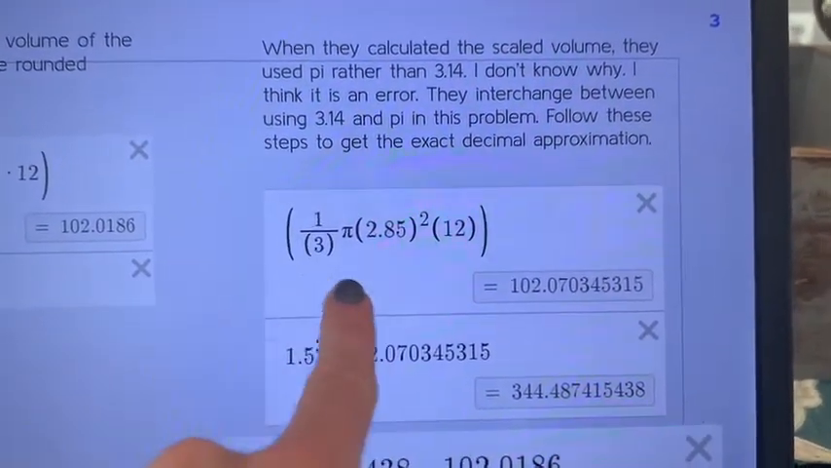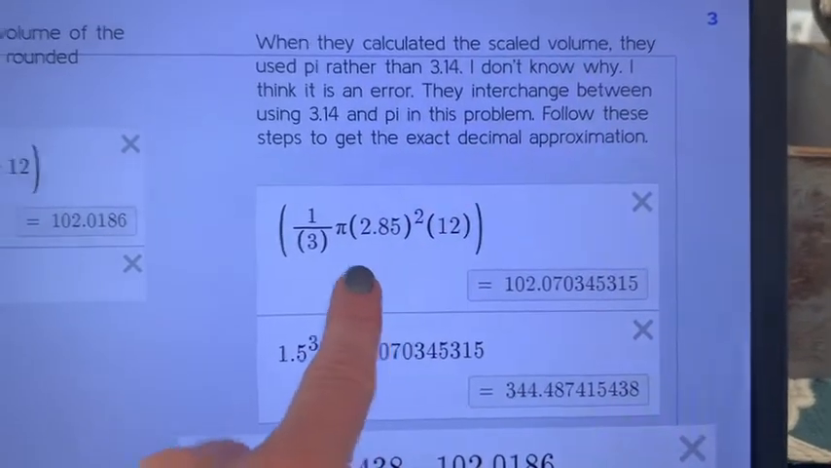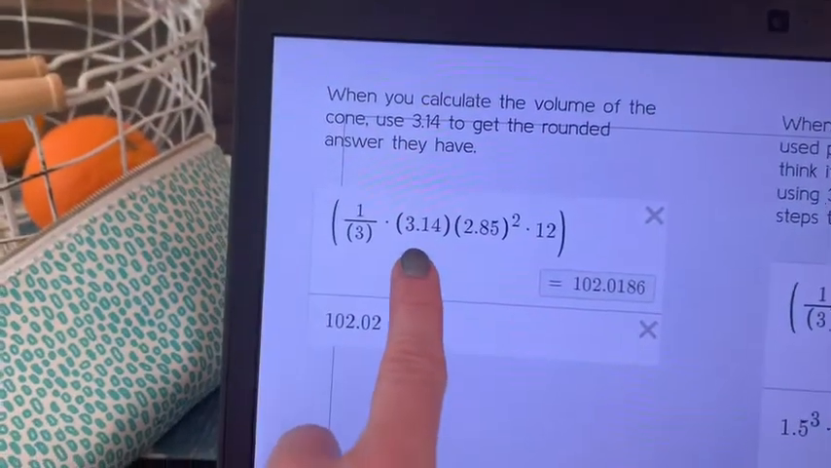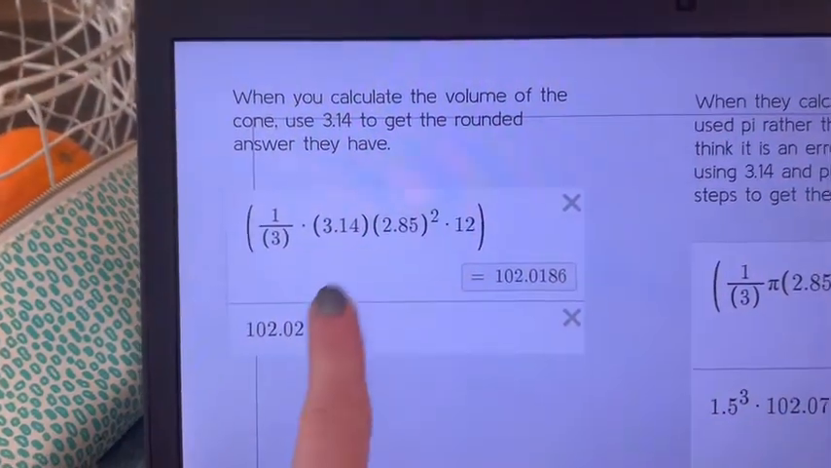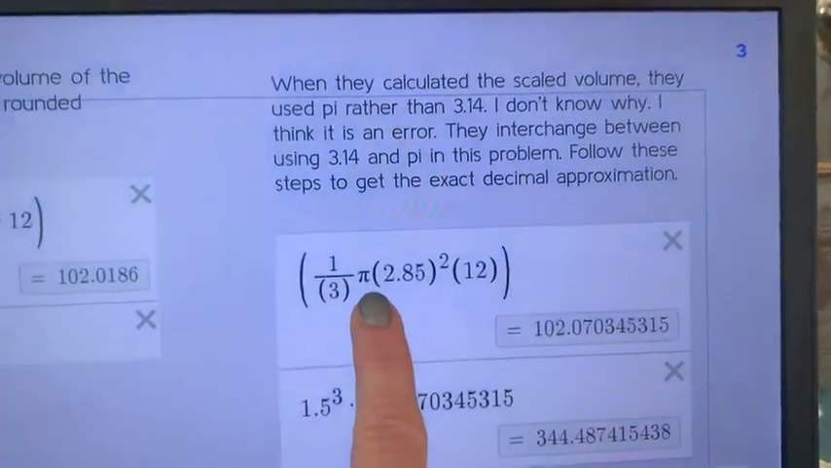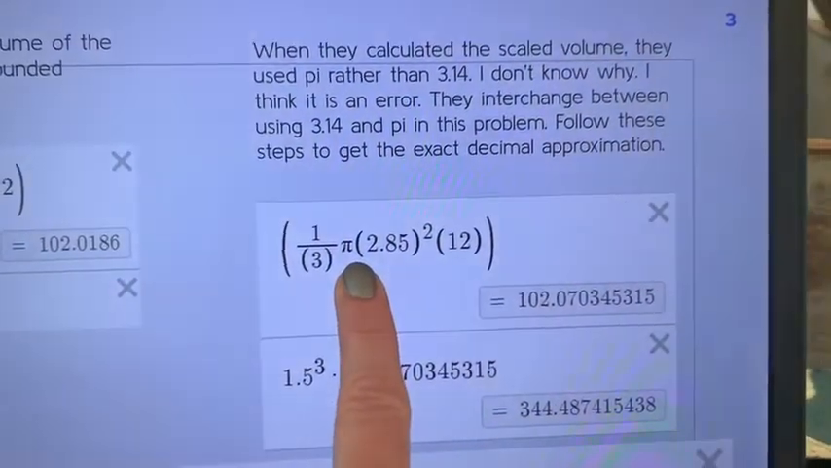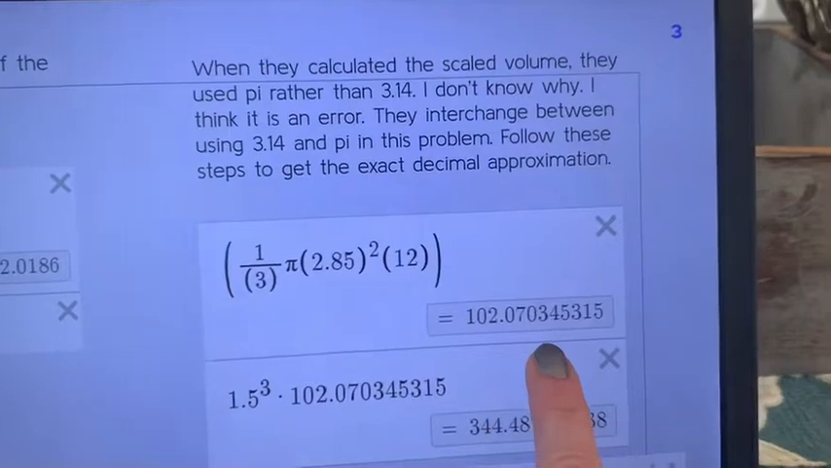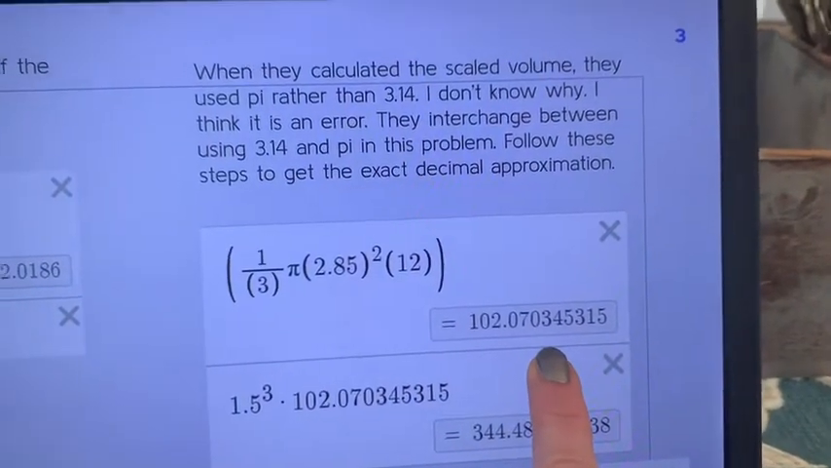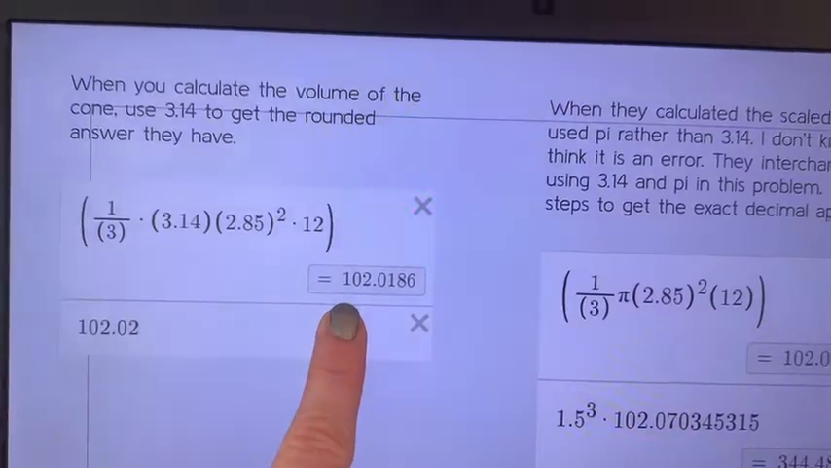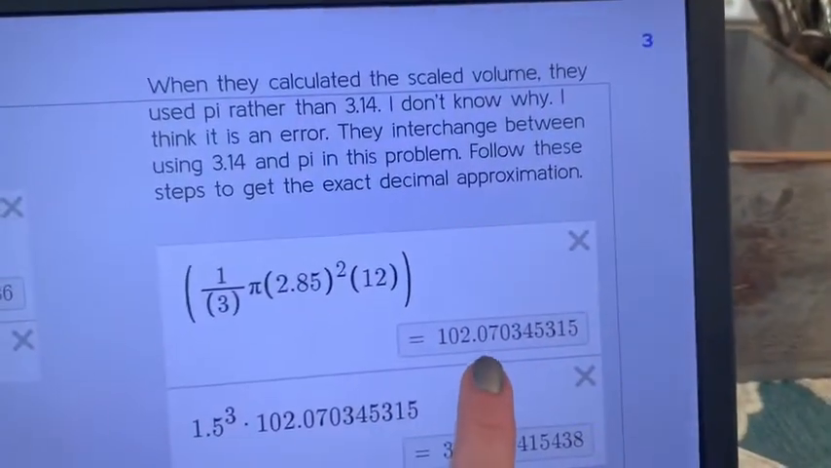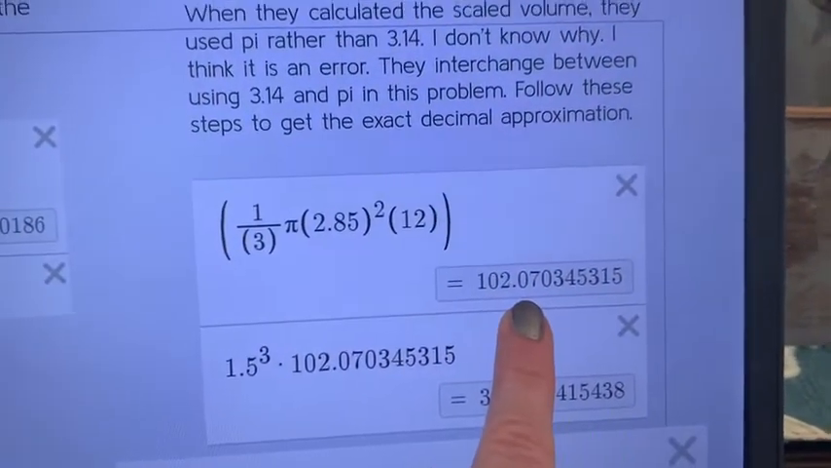So here, this calculation is the same thing that we did before, except when we did it the first time, to get 102.02, we had to use 3.14. Here, we have to use pi, the actual number for pi. So that makes our original volume 102.07 as compared to 102.0186. So here is our original volume. That's what we're going to use.